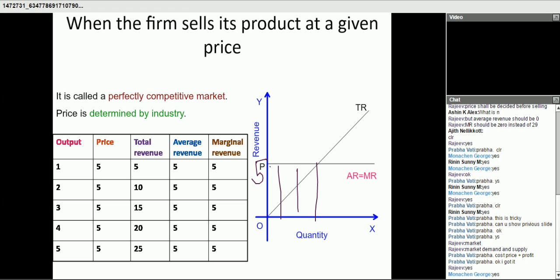So this is under a perfectly competitive market, and this is what we focus on, because we have seen that in a perfectly competitive market, the price is determined by the industry and no firm is allowed to sell at a price lower than the industry price. If a firm is doing that, then that firm may be thrown out of the market or the industry. So keeping that in mind, we must understand that this is the main analysis that is going to help us.